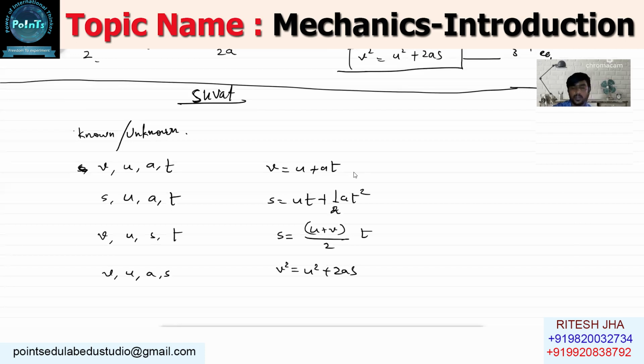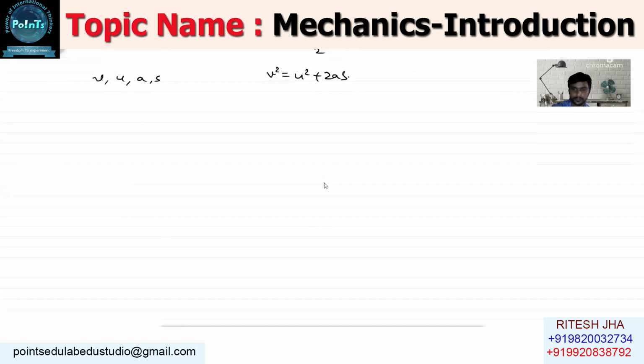So whenever you get any of these questions, try to make the set of known and unknown: what you are given and what is asked. If that set is VUAT, you know which formula to be used. I'm giving you a few questions. Try doing that question.